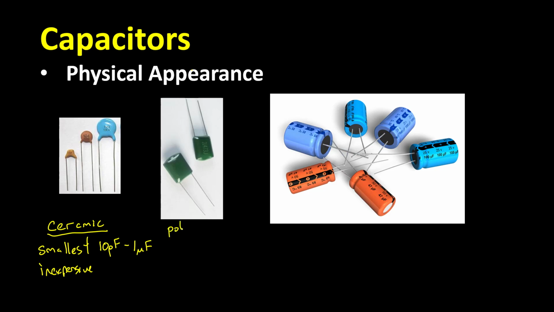These are polyester film capacitors. These are medium, both in physical size and in value of capacitance. They have capacitances typically in the range of 1 nanofarad, which in electrical engineering, for reasons that escape me, we usually call 0.001 microfarads, all the way up to about, a large one would be 100 microfarads.